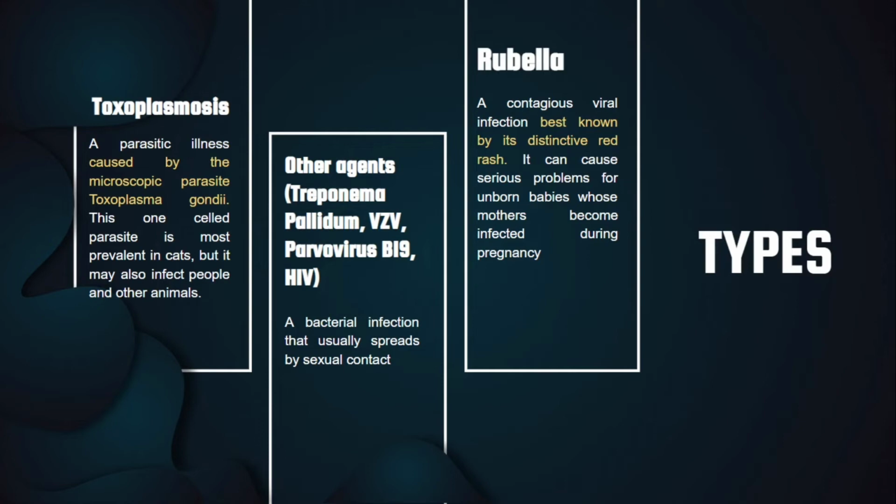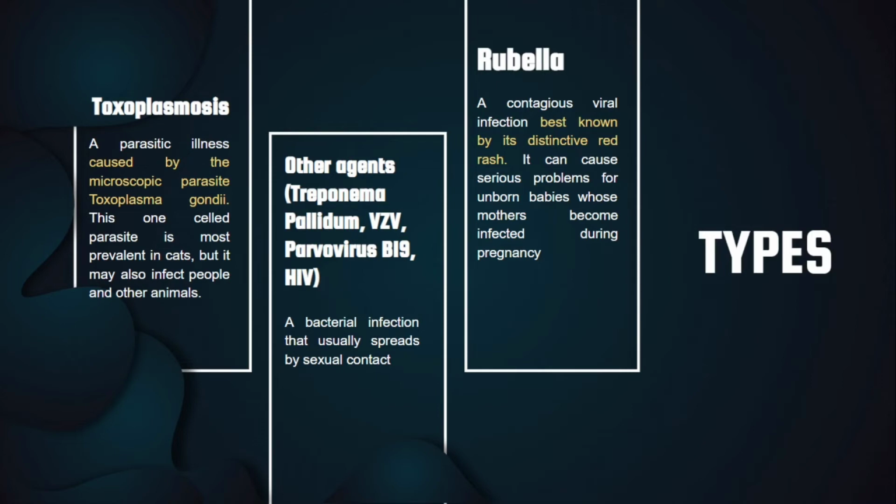First we have toxoplasmosis. It is a parasitic illness caused by the microscopic parasite Toxoplasma gondii. This one-celled parasite is most prevalent in cats, but it may also infect people and other animals. Second, we have other agents such as Treponema pallidum, VZV, parvovirus B19, and HIV. It is a bacterial infection that usually spreads by sexual contact.